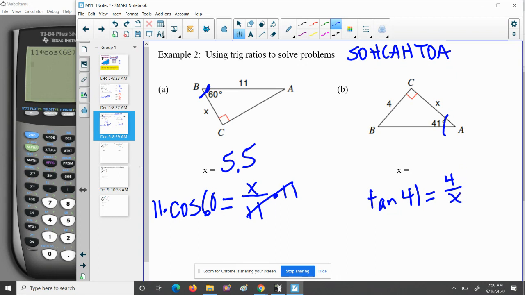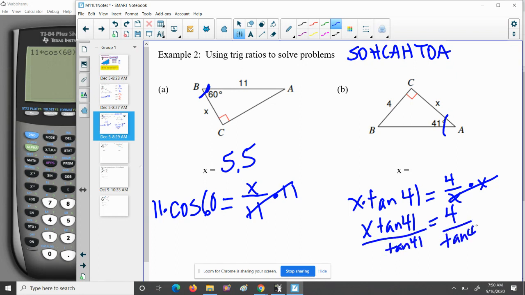Now, x is not on the top this time. Okay, so I'm going to go through how to solve this problem. And then there's just going to be something that you can remember at the end as far as whenever you have this situation where x is on the bottom. We would have to multiply by x to get this off the bottom. Okay, but then notice we have x times tangent of 41 equals 4. So we've got to divide by tangent of 41 in order to solve for x.